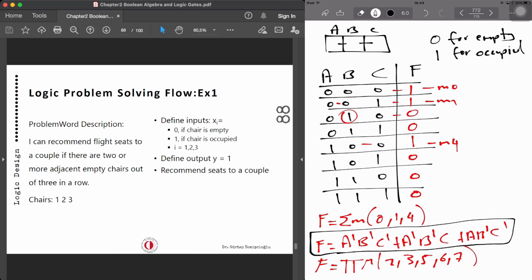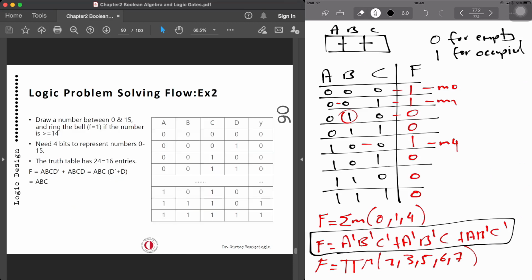Then another example that we can have: draw a number between 0 and 15 and ring the bell, f equals 1 if the number is greater than or equal to 14. Now, 0 to 15 is 16 possibilities. And if we are looking at something greater than or equal to 14, only 14 and 15 are going to output 1.